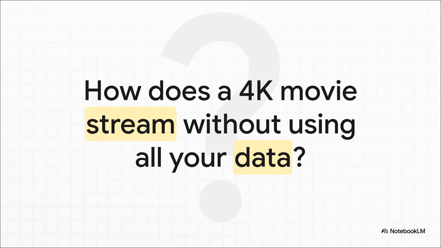So let's start with a question you've probably had while binge-watching your favorite show. How in the world does a massive 2-hour 4K movie get to your phone almost instantly? I mean, the raw files for that should be absolutely gigantic. So how does it actually work?